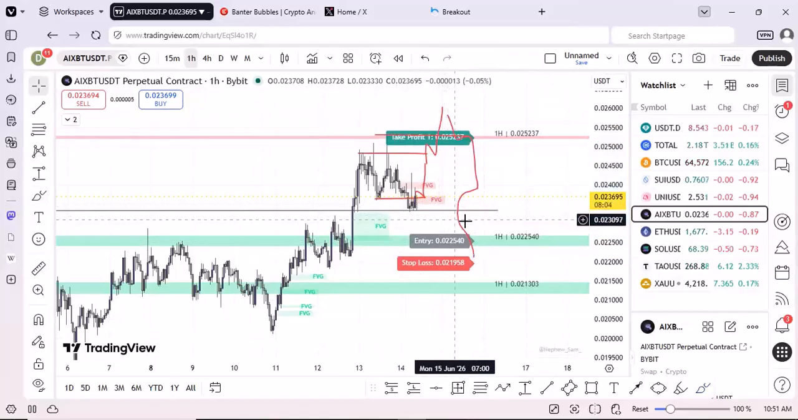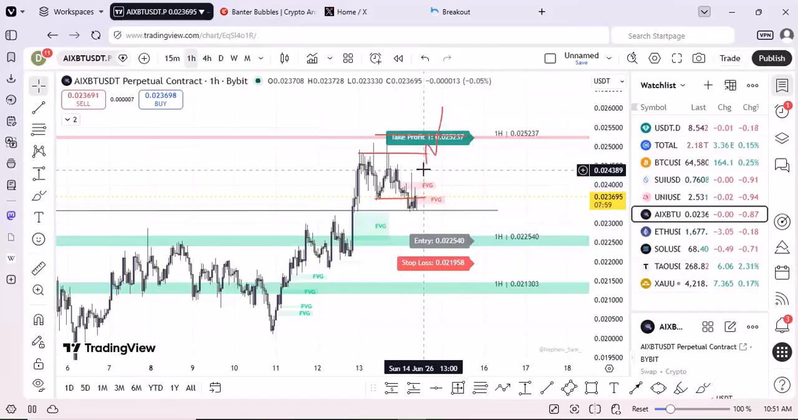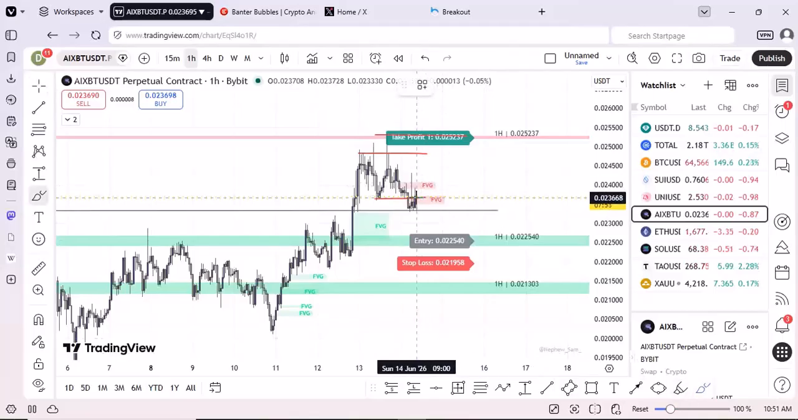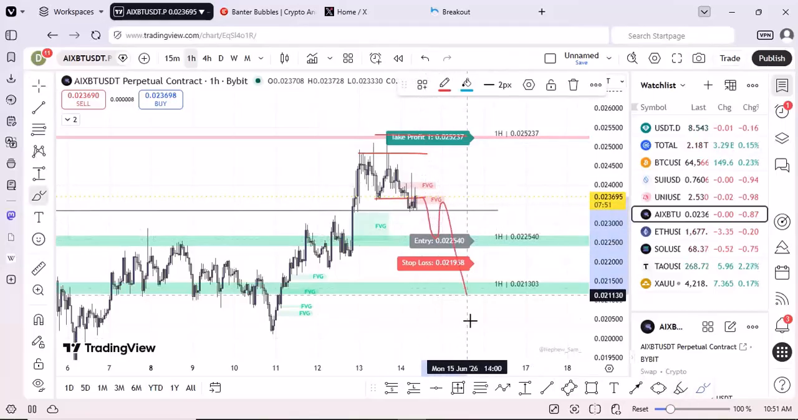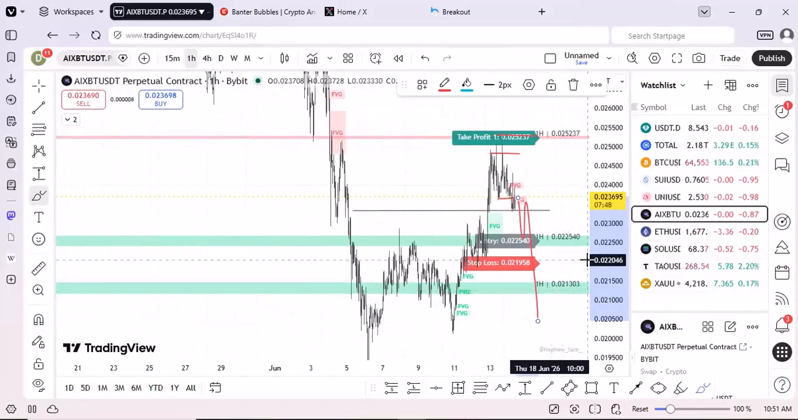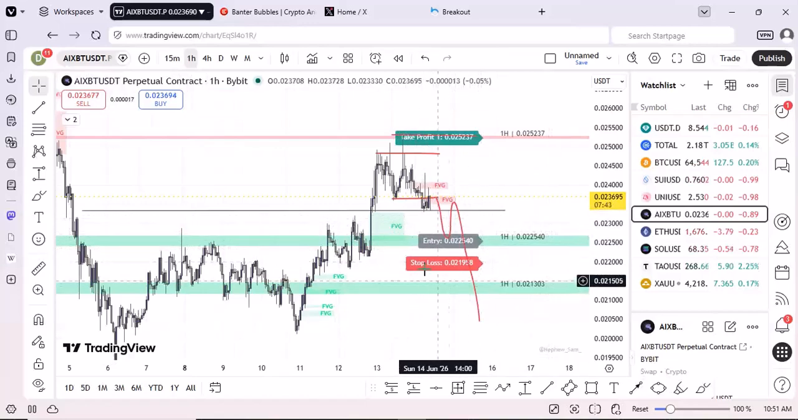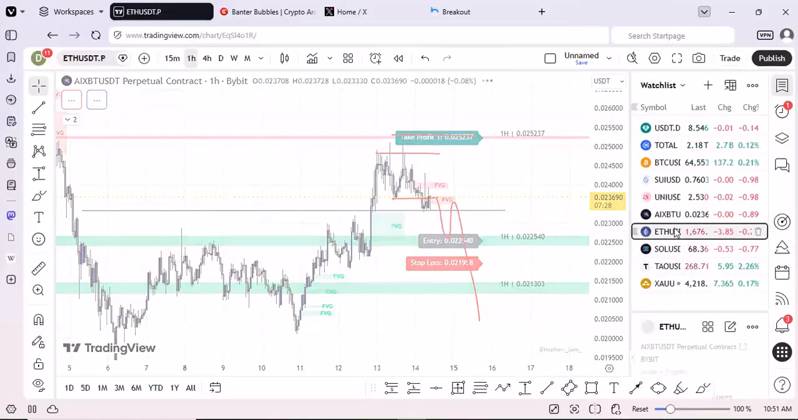So if it doesn't do that, what it's gonna do is maybe come down here, do this, and then continue to fall back down again. This short trade is what I'm going to be looking out for. I know some guys are gonna confuse this for a long trade, but no, it's not gonna be a long trade. If it's gonna be a long trade, it's just gonna be a liquidity trap, not necessarily a long, because BTC is not ready to go long yet, and BTC controls the market.